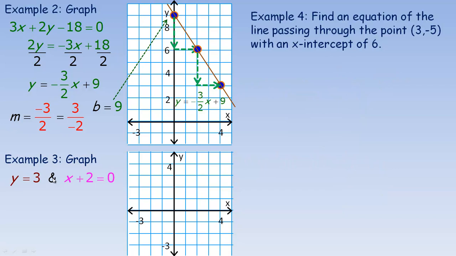Okay, so example number 3, you're asked to graph y equals 3 and x plus 2 equals 0. These are two special lines because they're either horizontal or vertical. And if you forget which is which, well, y equals 3 is the collection of all the points that have a y coordinate of 3. So for example, that's the point 2, 3.